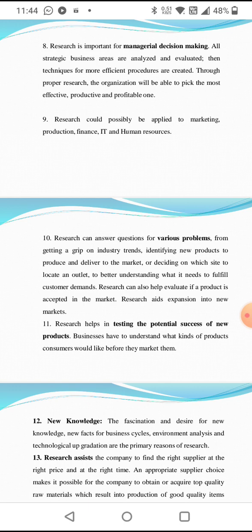Research can answer questions for various problems, from getting a grip on industry trends, identifying new products to produce and deliver to the market, or deciding on which site to locate an outlet to better understand what it needs to fulfill customer demands. Research can also help evaluate if a product is accepted in the market. Research aids expansion into new markets as well. It helps in testing the potential success of new products, and businesses have to understand what kinds of products consumers would like to buy before they market them.